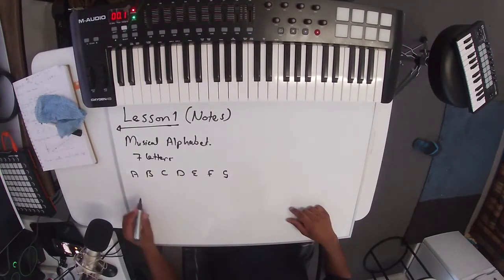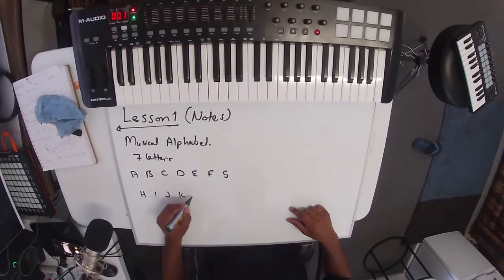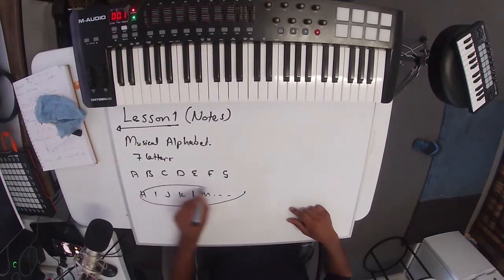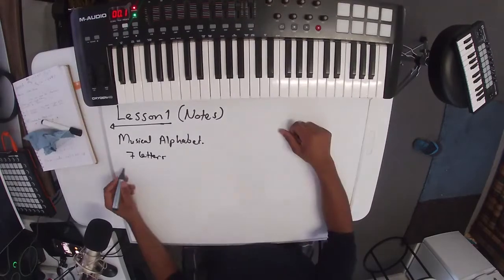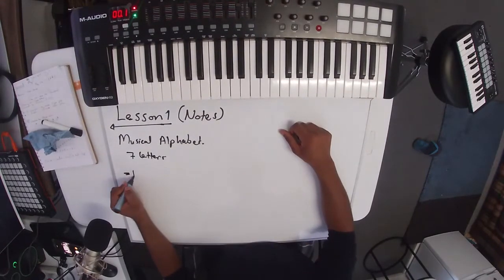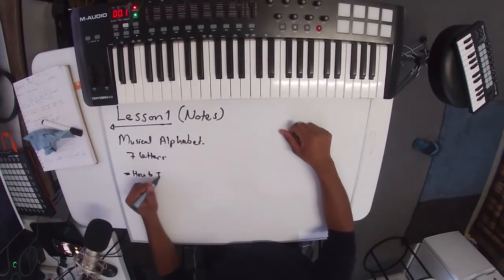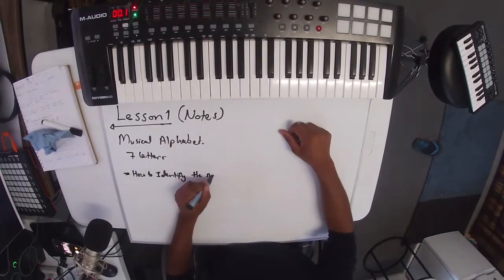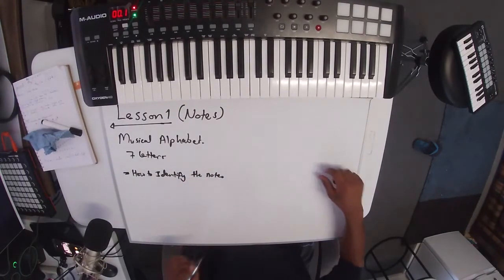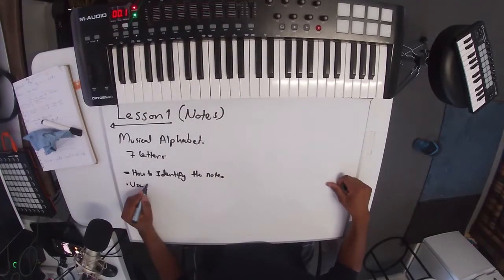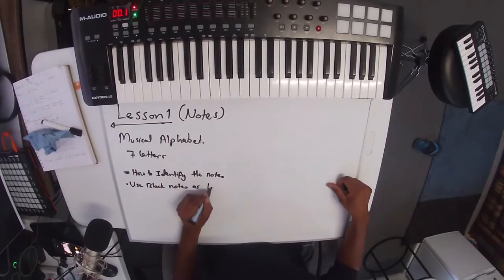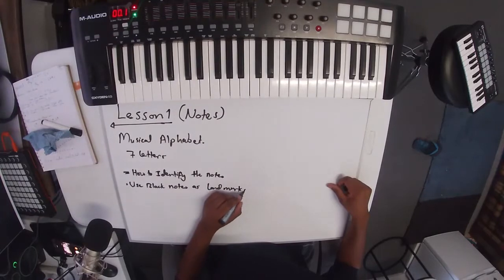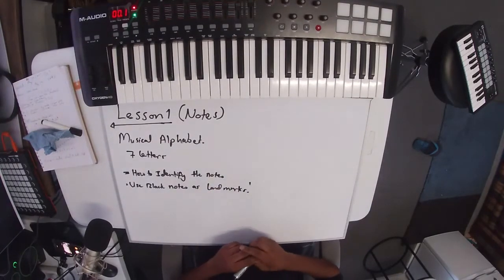So you won't find H, I, J, K, L, M. All this is not there. It is just these 7 letters. Then the next thing we'll look at is how to identify the notes. Okay, and the answer to that is use black notes as landmarks. Use the black notes as the landmarks.